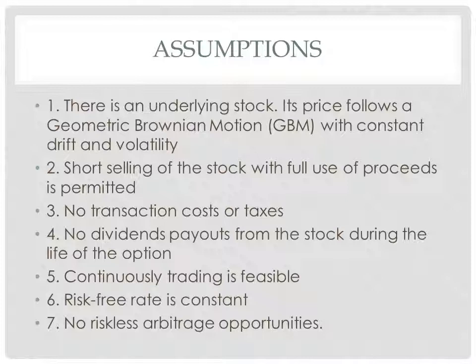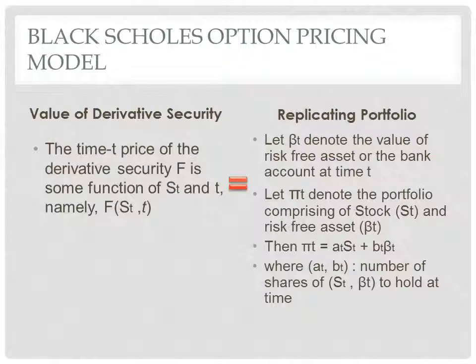The fifth is that continuous trading is feasible. The sixth is the risk-free rate is constant. The seventh is no riskless arbitrage opportunities.